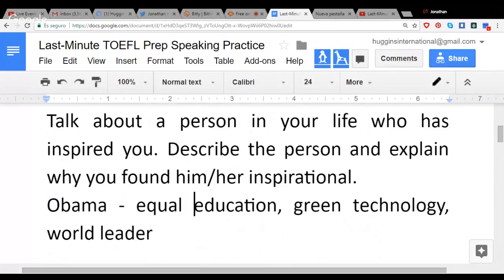So a good step in your brainstorming techniques is not just to mention the topic or the reason, but try to give some little adjective to describe it. That way you can get a little bit more specific and a little bit more detailed with your answer.